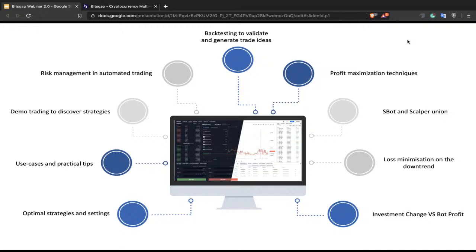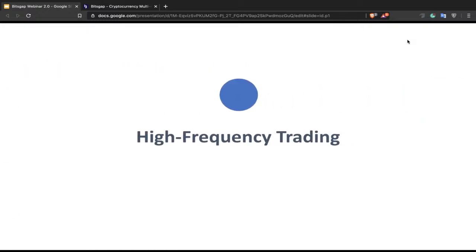And for those who still don't know what the investment change is all about and what makes it different from the bot profit, I will explain this. So for newcomers, there will be a bunch of useful, easy to understand information, so don't worry. If you haven't yet launched a bot, you will be able to launch one easily for the first time today.